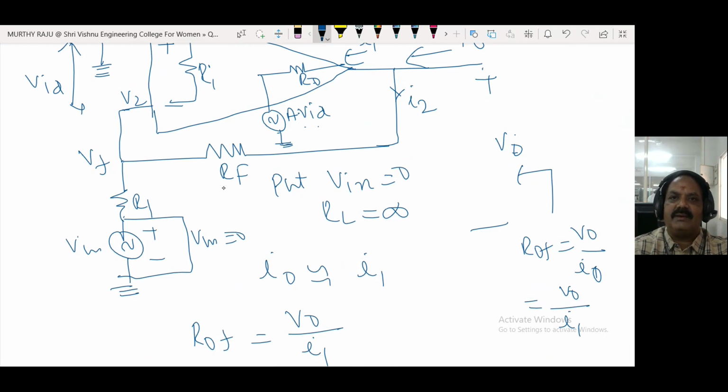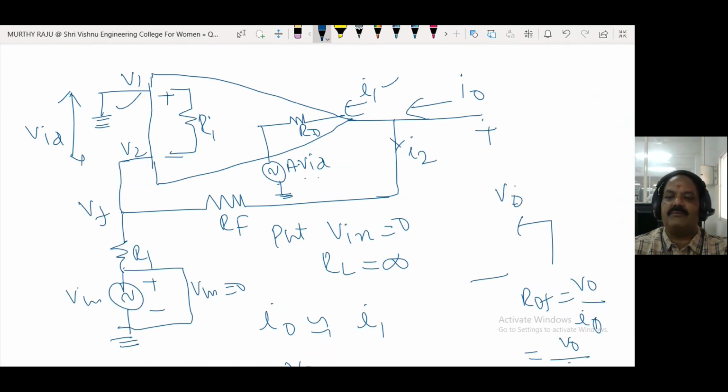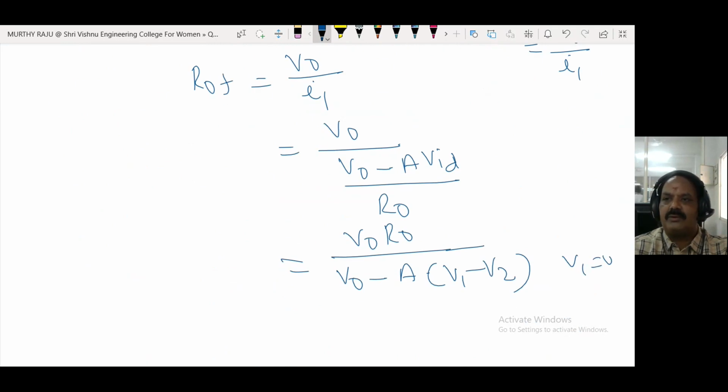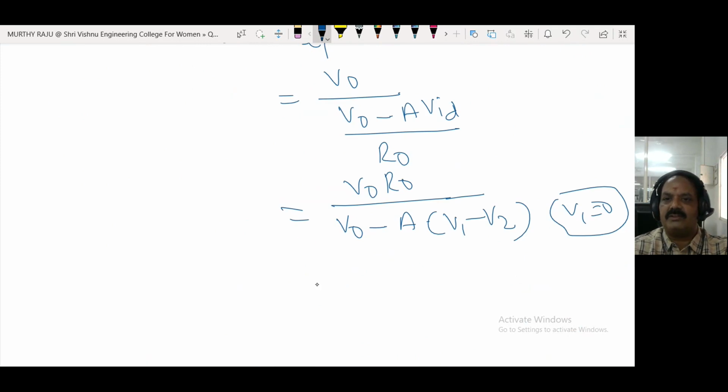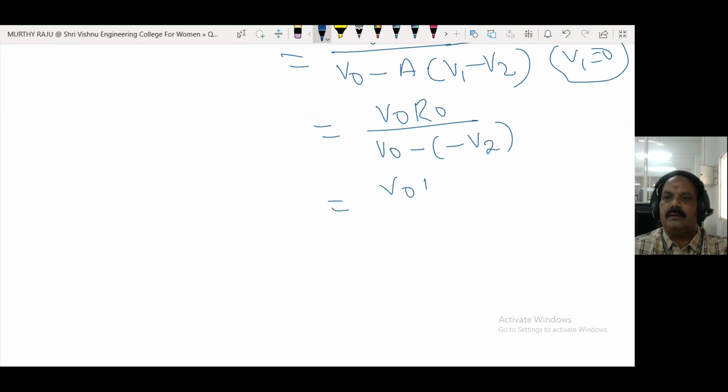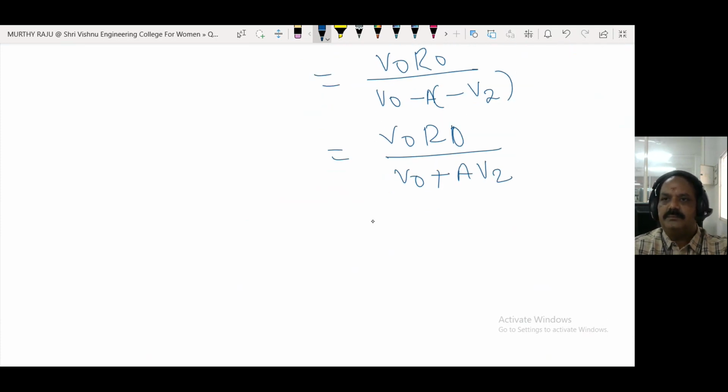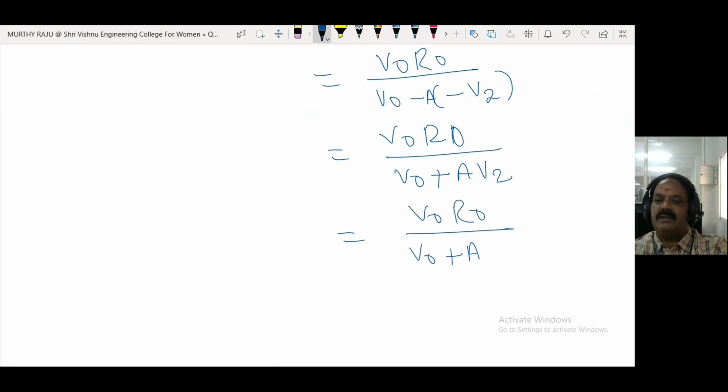Here V1 is connected to ground. Therefore, V1 value is 0. V1 is equal to 0, connected to ground. Substitute this in this equation: V0 R0 by (V0 minus V2), that is equal to V0 R0 by (V0 plus A into Vf).